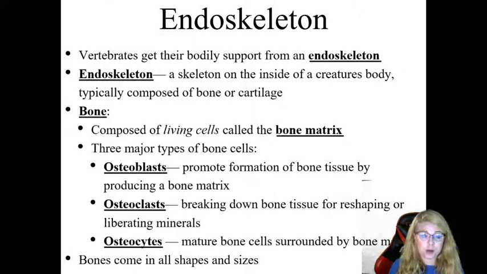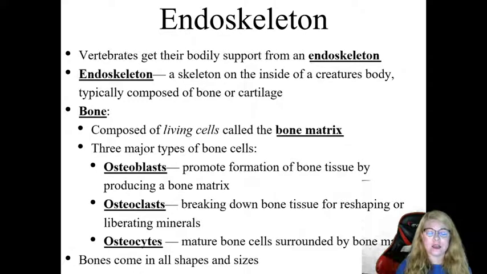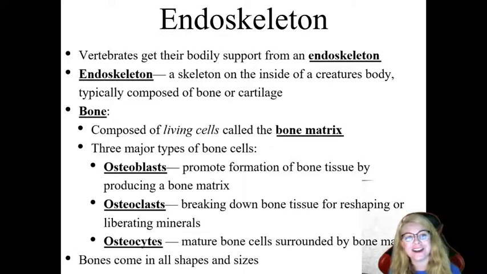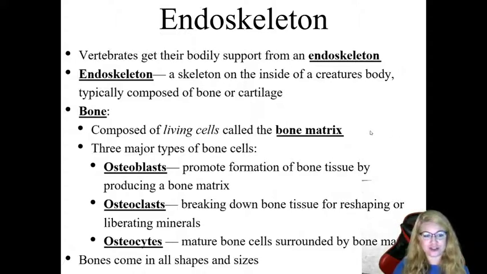Now bone, which is what most of these endoskeletons are composed of, is made up of living cells called the bone matrix. And the bone matrix is made up of three types of bone cells: osteoblasts, osteoclasts, and osteocytes. And I will just throw this in there that if you will be taking my advanced biology class, aka Anatomy 1, at some point, either this coming fall or at another point, it would serve you well to learn this because you will cover this very in-depth at a later point. So it's worth your while to actually understand and learn about the bone and the endoskeleton right now.